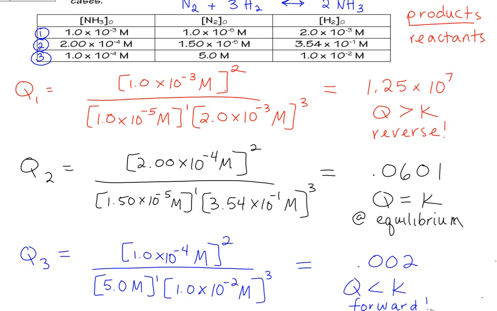If they're equal, perfect. We're at equilibrium. If Q is too big, we want more reactants, less products. We shift in reverse. If Q is too small, we want less reactants, more products. We'll shift to make Q larger. Shift forward. Now in the next couple videos, we'll look at by how much. So if I know I need to shift forward, by how much do I shift forward? Q will just let us know if we're at equilibrium, and if not, the direction of the shift.